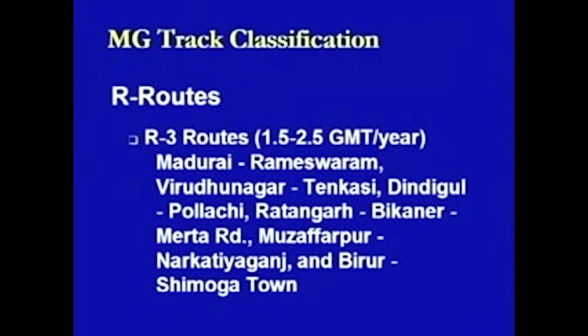Now we will look at another meter gauge track classification. Here again, in the case of the R category, we have the third category, R3 routes, where the traffic intensity is defined in terms of 1.5 to 2.5 GMT per year. And in this case again, there are certain examples which have been given for the tracks: the Madurai Rameshwaram section, Virudhunagar Tenkasi section, Dindigul Pollachi, Ratangarh Bikaner Mehta Road, Muzaffarpur Narkatiaganj, and Virur Shimoga Town. They are some of the sections of the railways or rail tracks which fall under the R3 route category.